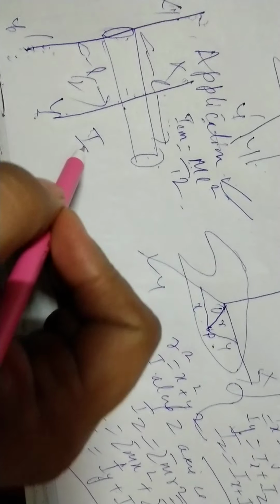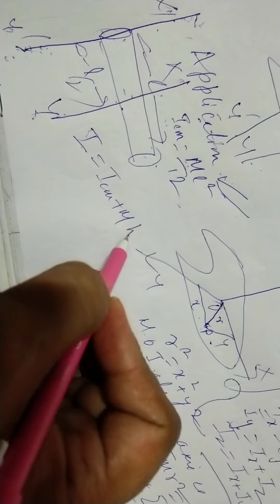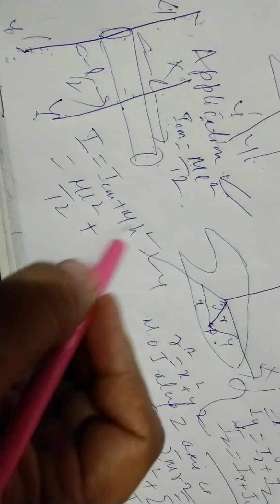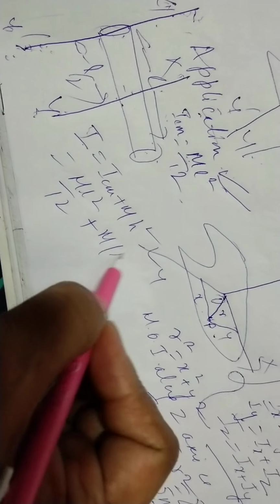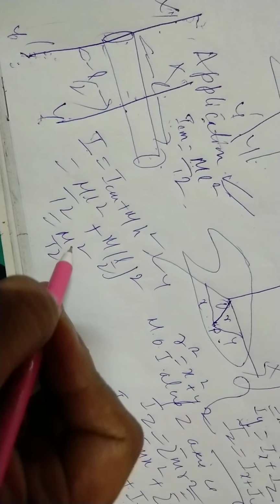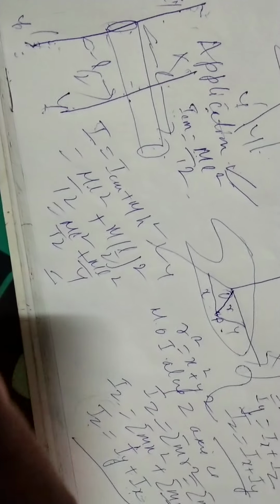So applying the theorem of parallel axis, the moment of inertia I along x dash y dash equals I_cm plus M times distance squared. We are using this formula. So this is ML² by 12, plus M times (L by 2) whole squared. So this is ML² by 12 plus ML² by 4. If you compute, you get this equal to ML² by 3. Right, so we have got this.